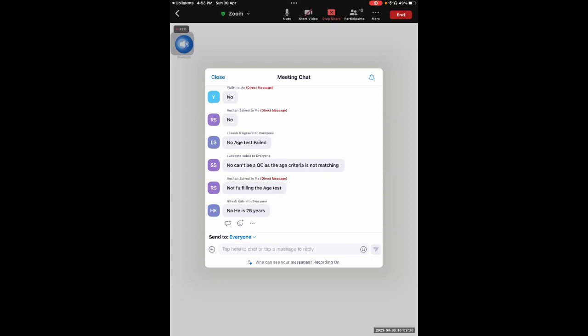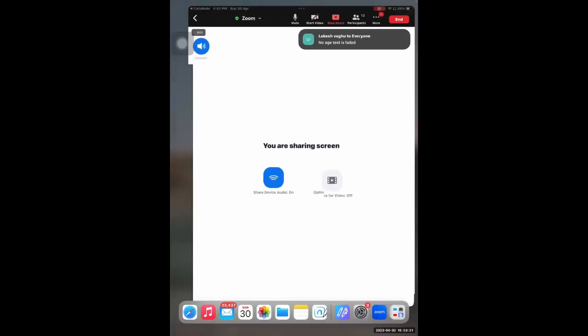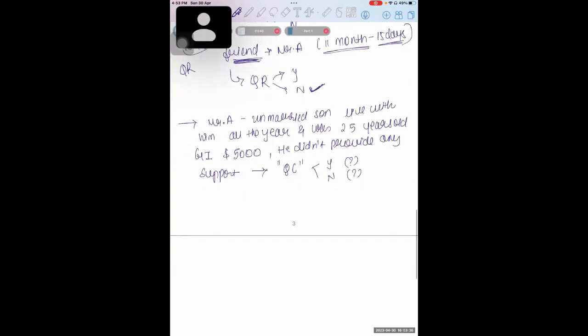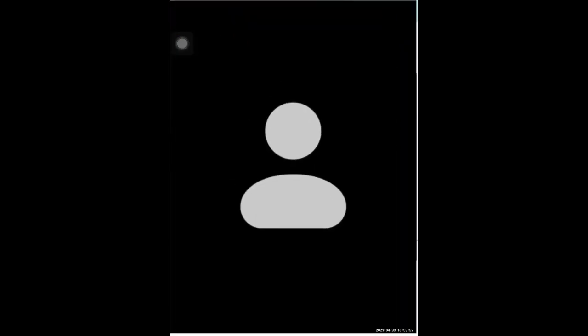Age test is failed, right? He can't be a qualifying child. Okay. So can he be a qualifying relative? As I said, if you fail the age test, you cannot be a qualifying child. So now can I say Mr. A can claim his unmarried son as a qualifying relative? See, age test, we got the answer. He is not going to be claimed as a qualifying child. For qualifying relative, yes or no? Read the question again, guys. Yes or no? Can he be a qualifying relative or not?